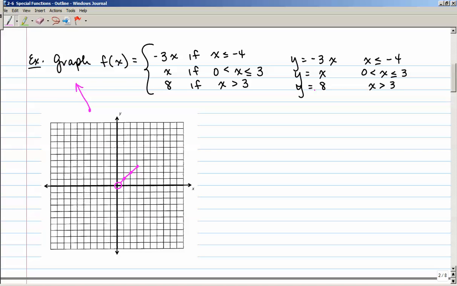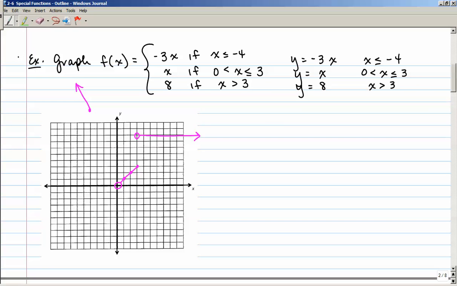Now I need the line y equals 8, and remember that is just a horizontal line through 8 on the y-axis, but I only need the part of that where x is greater than 3. So actually I've got to get rid of that. Right here x is 3, but I don't need 3, it's got to be greater than 3, so it's going to look like that. Okay, that's my piecewise function. It's got all three parts to it.